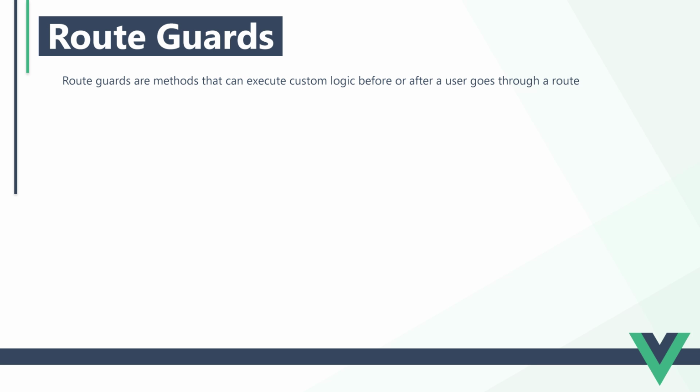A route guard is a method that can execute custom logic before or after a user goes through a route. For example, we can restrict access to a member area unless a user is authenticated through a login system. Or we can warn a user of any unsaved changes in a form before they navigate away.